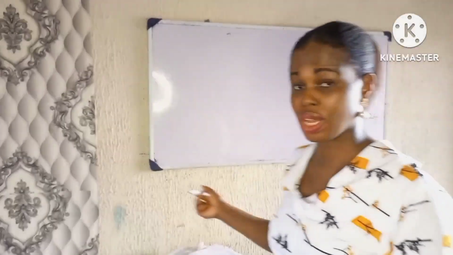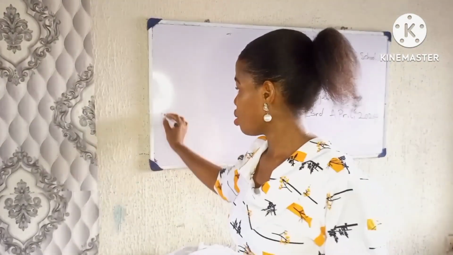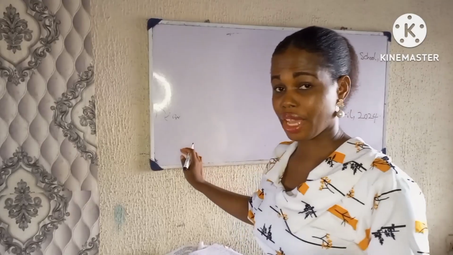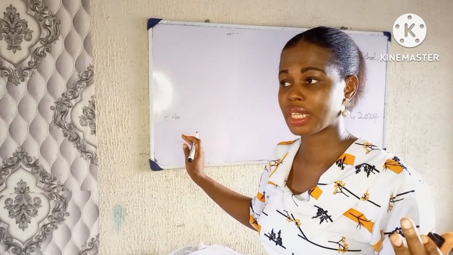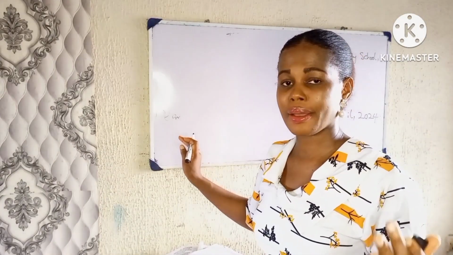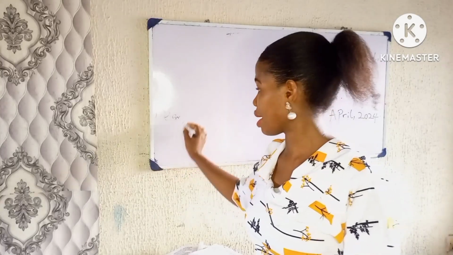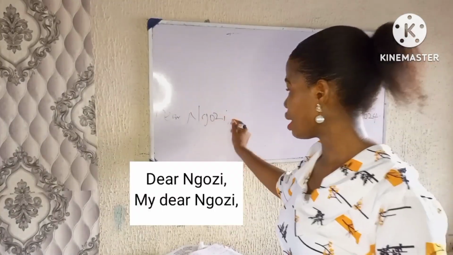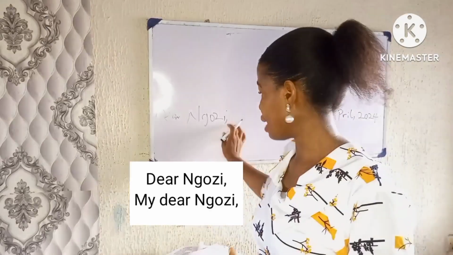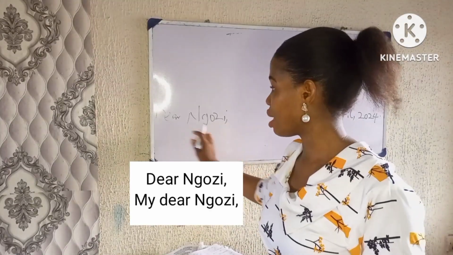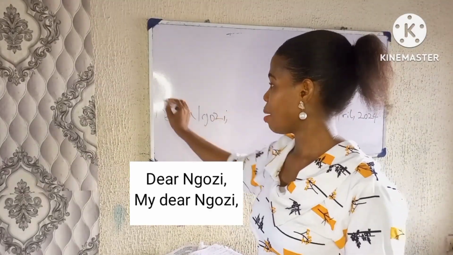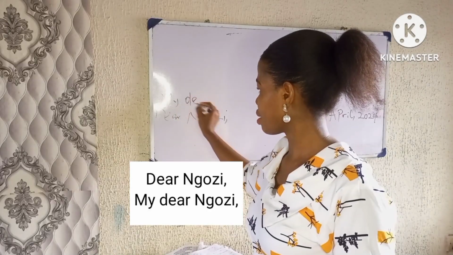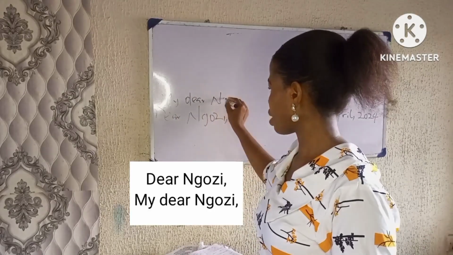Now, since we are writing an informal letter, you can write there, okay? There, Ngozi, okay? The person you're writing to, yes, Ngozi. You write there, Ngozi, then a comma. Make sure you add this comma, okay? Dear Ngozi, you can also say, my dear Ngozi, okay?